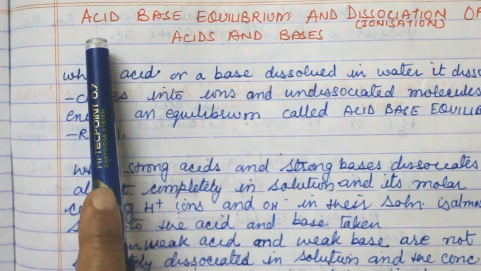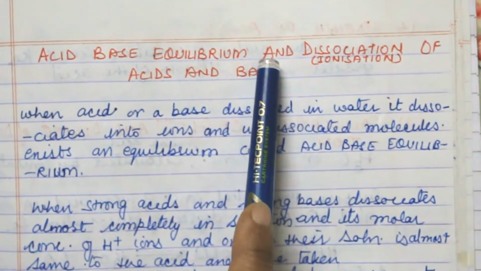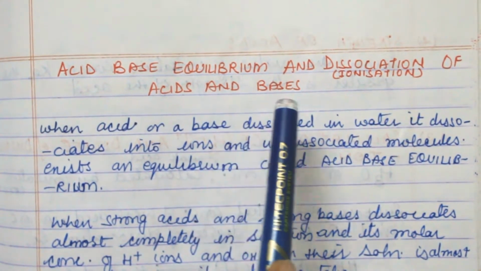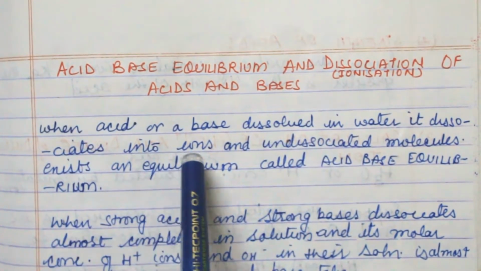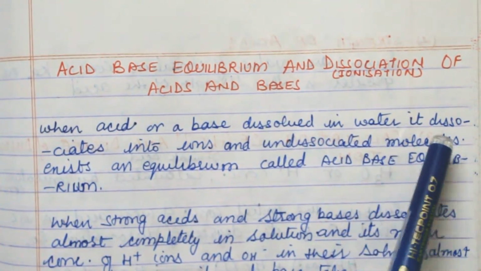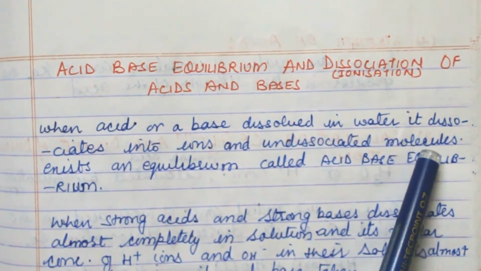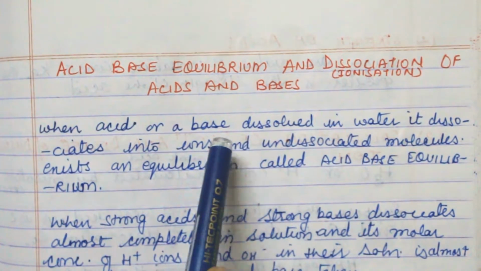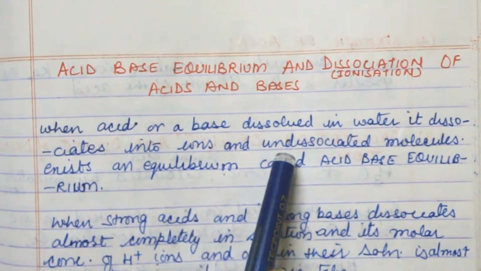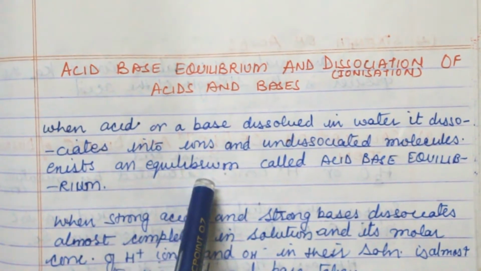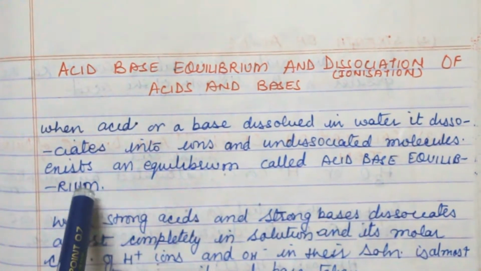Today my topic is acid-base equilibrium and dissociation or ionization of acids and bases. When acids or bases dissolve in water, they dissociate into ions and undissociated molecules. Again I repeat, they dissociate into ions and undissociated molecules. An equilibrium exists, called acid-base equilibrium.